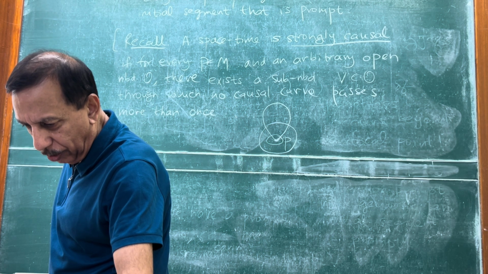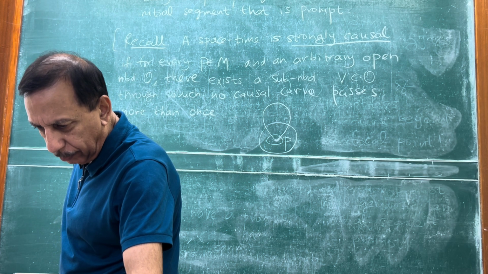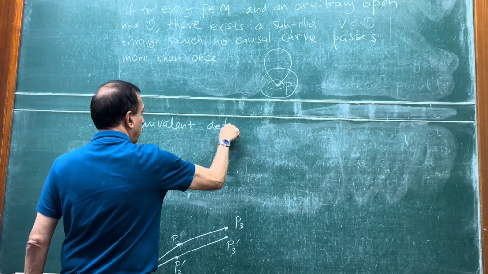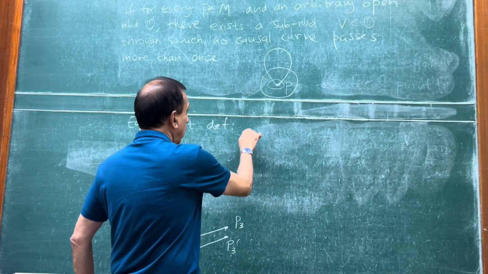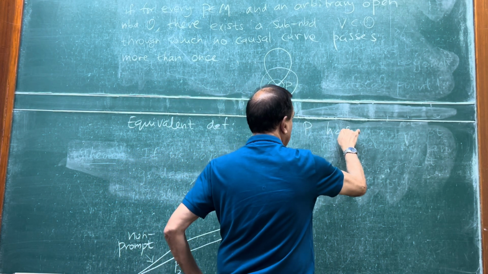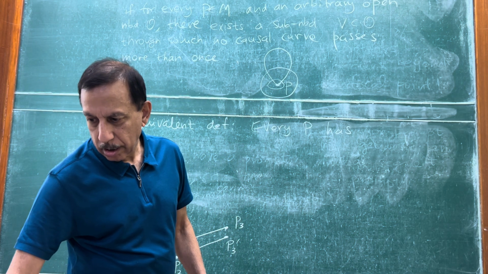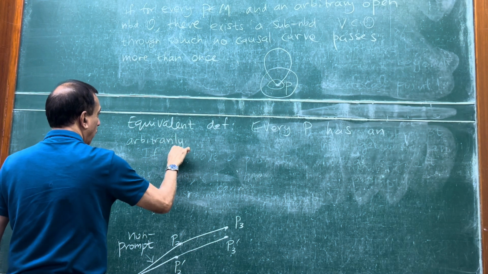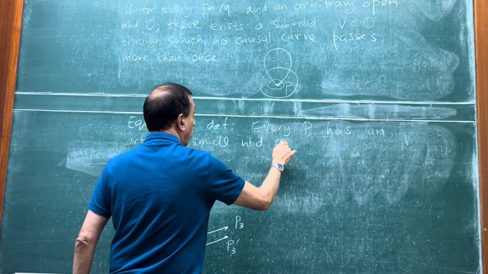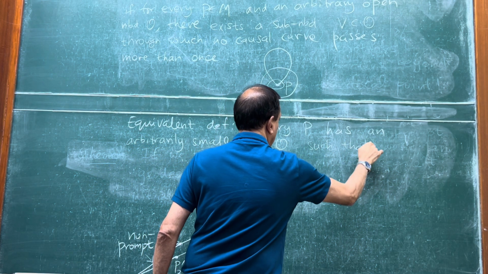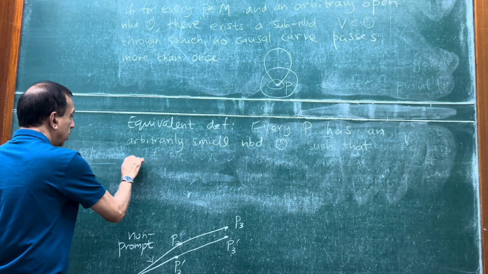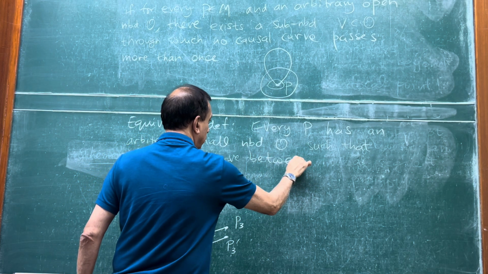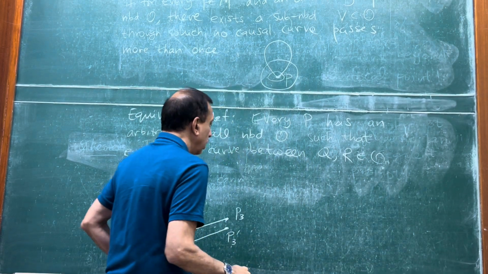now there's an equivalent definition of strong causality, which says that, and it's an exercise which you should do to prove that these two are equivalent. This says every point P has an arbitrarily small neighborhood O such that every causal curve between 2 points, I'll draw it again, need not be P, Q and R, which are 2 points in O, is fully contained in O.